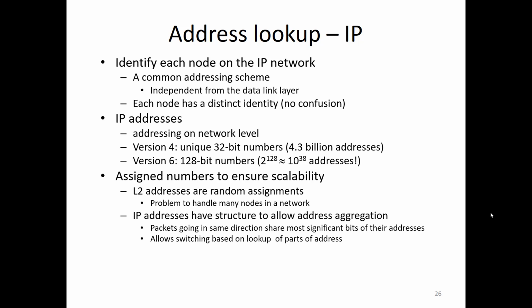So L2 addresses are random assignments. You can imagine that this doesn't scale well when we start to have a global network with tens of billions of devices. So IP addresses have a structure to allow address aggregation. It means that the packets going in the same direction share most of the significant bits of their addresses. And therefore, a switch might only have to look up a few bits of that address in order to know in which direction the packet should be sent.